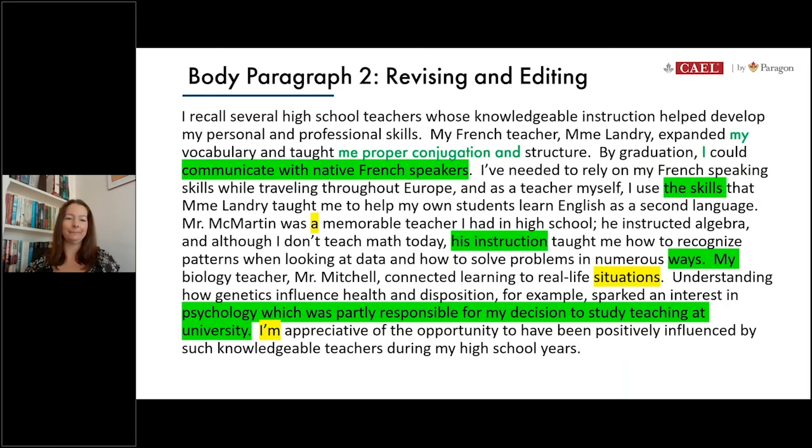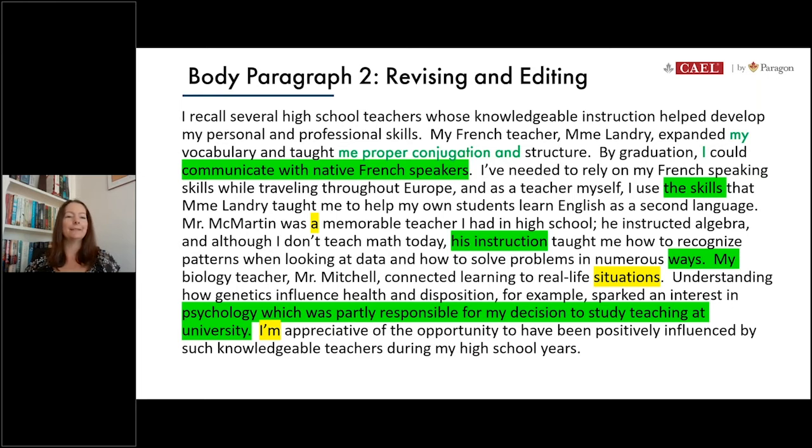I'm going to change that to reflect me. So this is what I come up with. My French teacher, Madame Landry, expanded my vocabulary and taught me proper conjugation and structure. By graduation, I could communicate. There. Easy fix, right? So I've got my, me, and I. So now everything's consistent. And you'll notice I added in that little vocabulary word, which is conjugation. It's a precise word and it adds a bit of sophistication. So I thought it just enhanced the quality. It doesn't change what I'm saying. It just makes it a little bit higher level. So we'll leave that in for now.